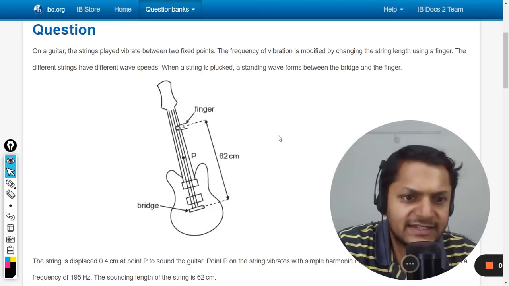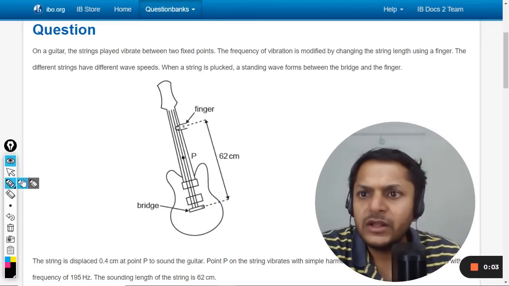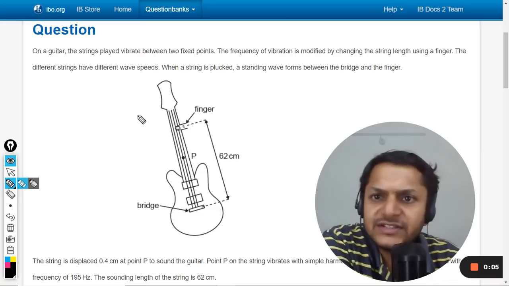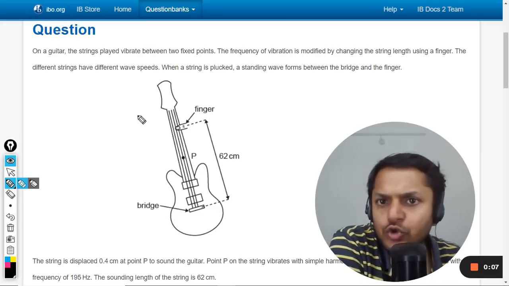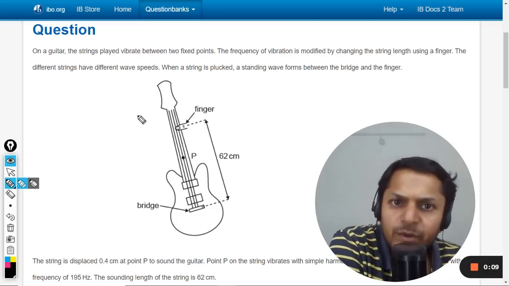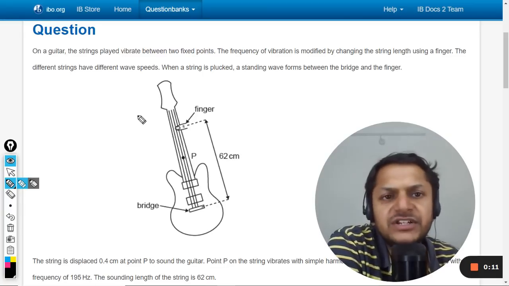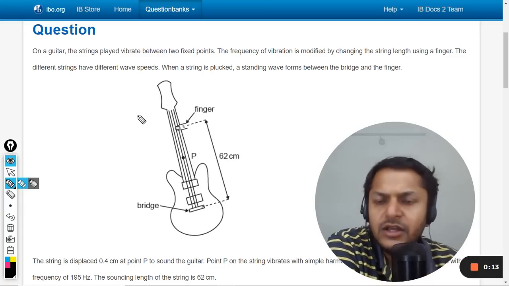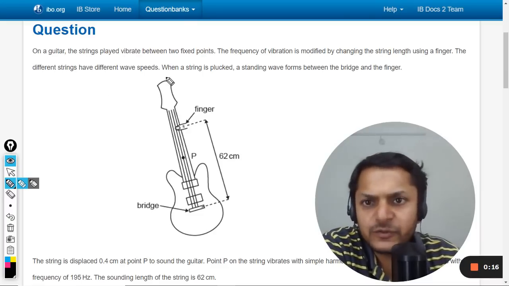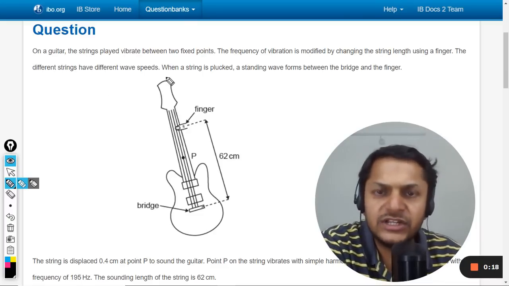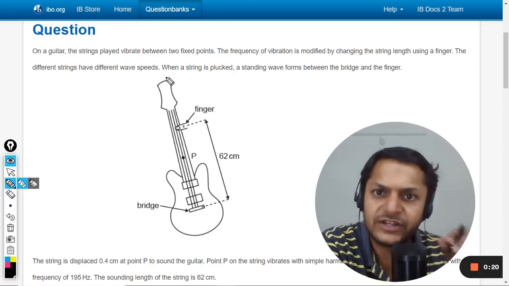Okay, dear students, let us see what is there in this question now. On a guitar, the strings played vibrate between two fixed points. The frequency of the vibration is modified by changing the string length using a finger. The different strings have different wave speeds, and that is due to the different cross section area of the strings.